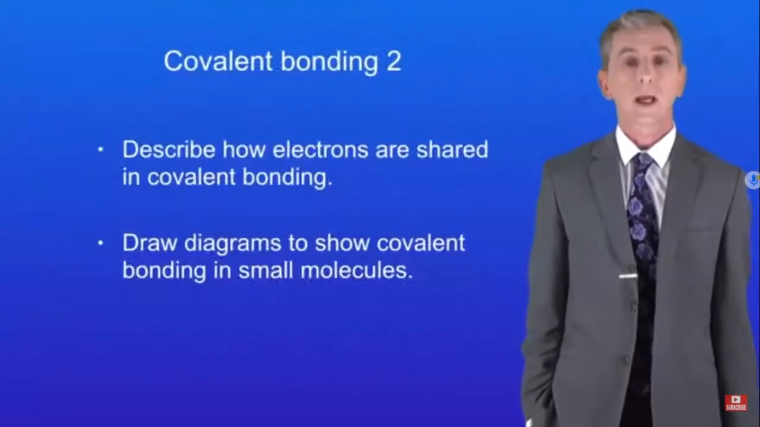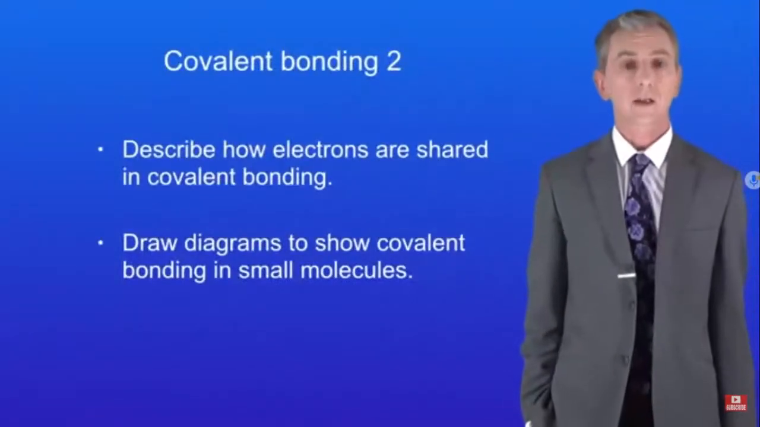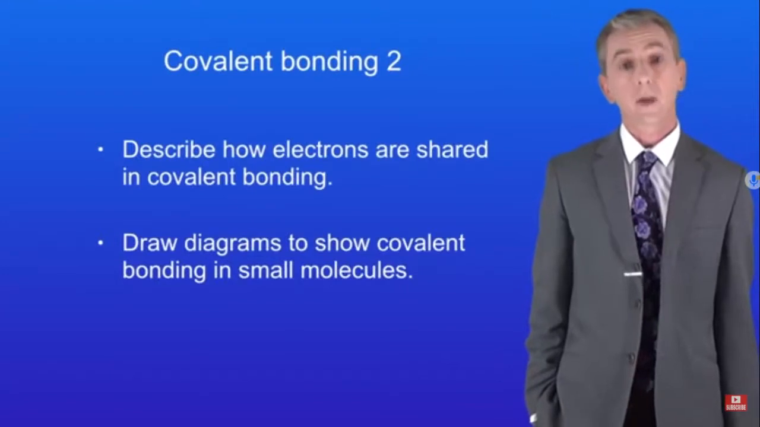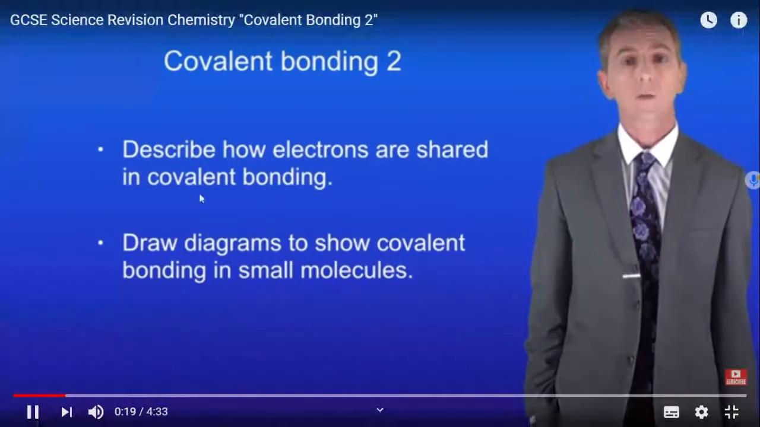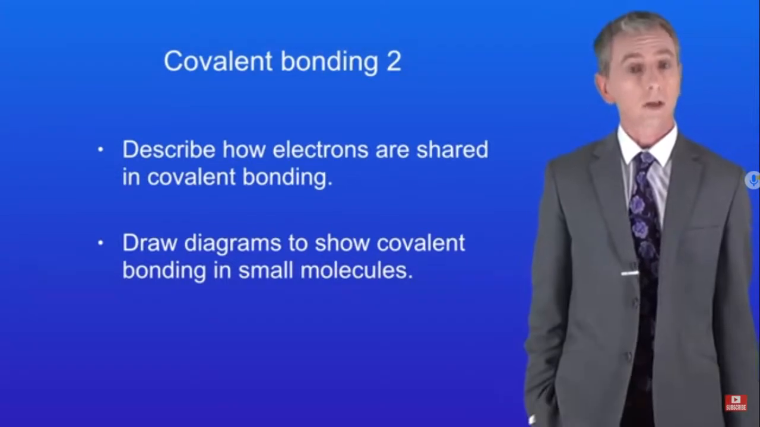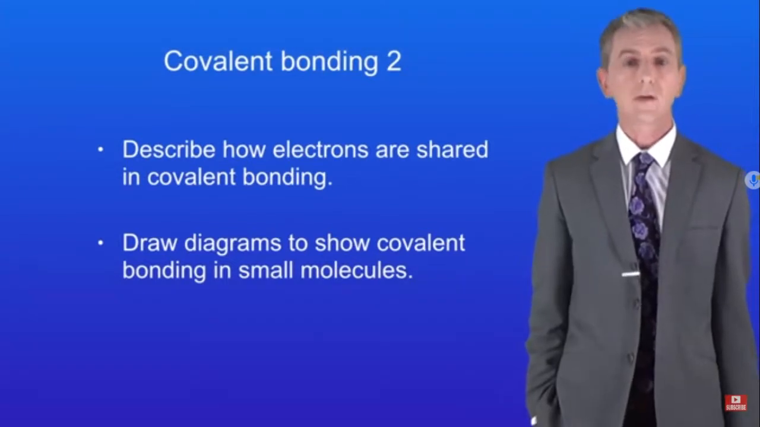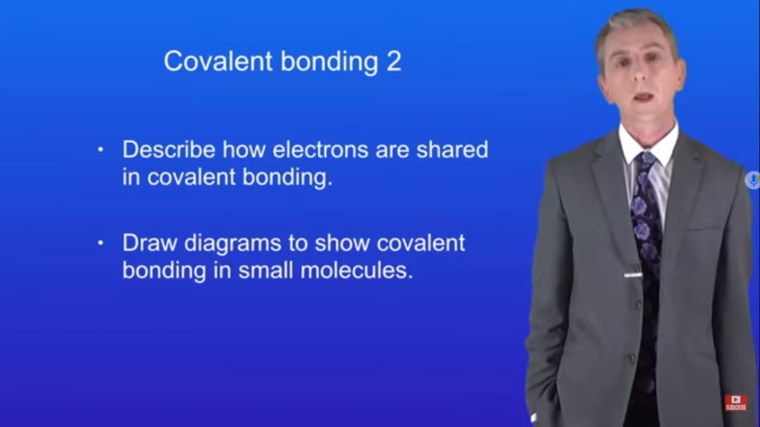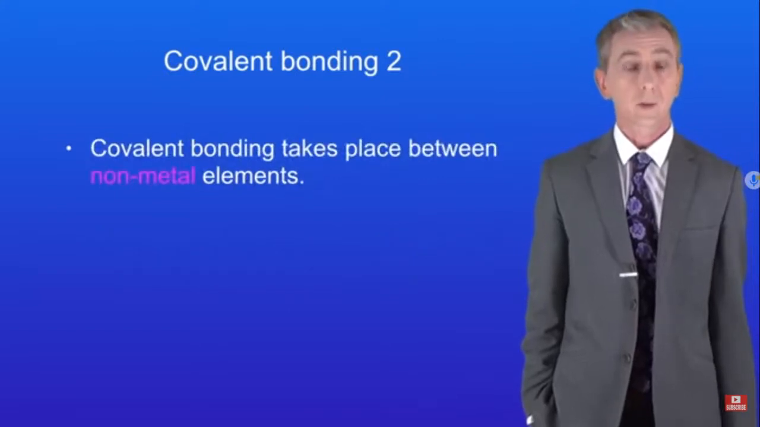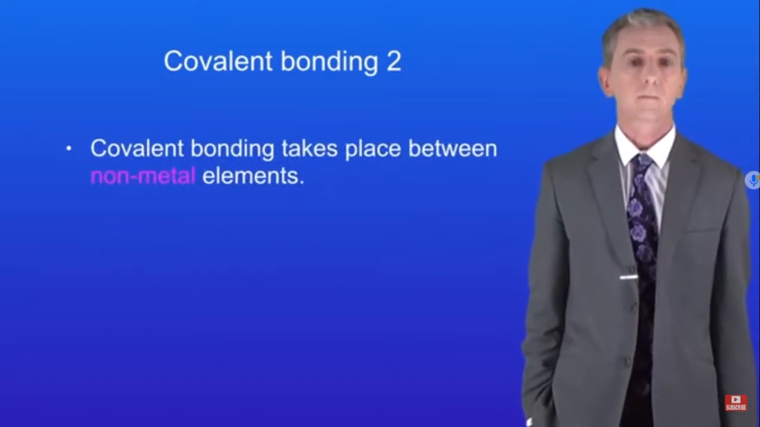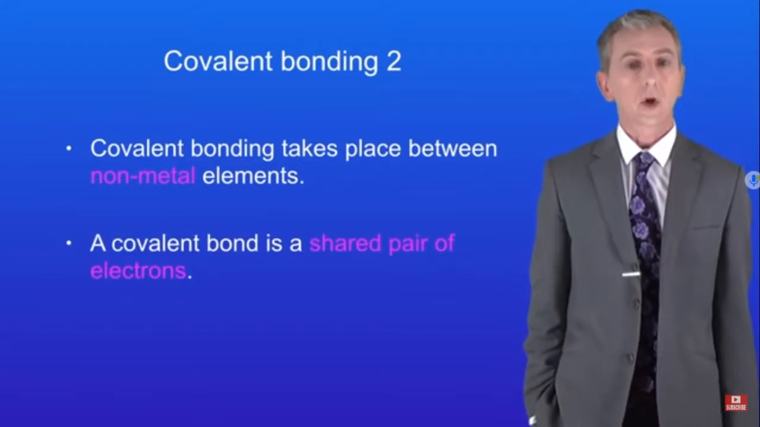By the end of this video, you should be able to describe how electrons are shared in covalent bonding. You should then be able to draw dot and cross diagrams to show covalent bonding. In the last video, we started looking at covalent bonding, so here are two key facts that you need to learn. Firstly, covalent bonding takes place between non-metal elements. Secondly, a covalent bond is a shared pair of electrons.